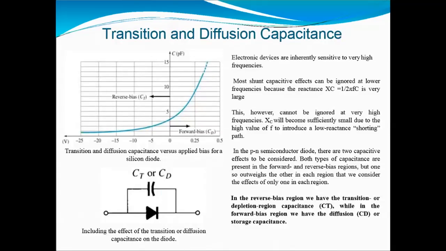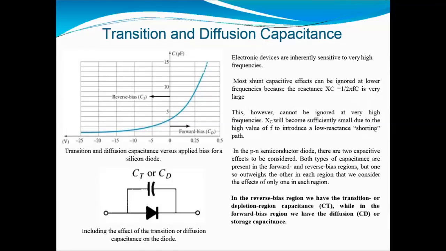So, transition capacitance and diffusion capacitance. Electron devices are inherently sensitive to very high frequency. Most shunt capacitor effects can be ignored at lower frequencies because the reactance XC equal to 1 by 2πFC is very large. This, however, cannot be ignored at very high frequencies.